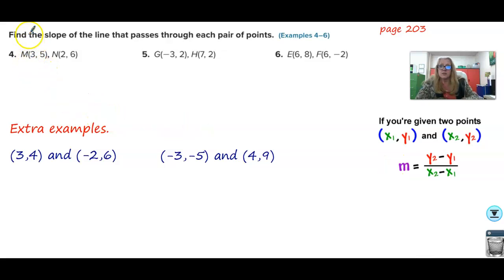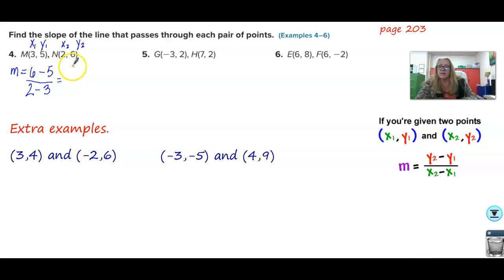Now, anytime you're using the slope formula, you need to go ahead and number your points. So this is going to be my first x, and this is going to be my first y. This is going to be my second x, and this is my second y. All right, now when I go to put it in the slope formula, all I have to do is fill in the numbers, okay? Second y minus the first y over second x minus the first x.